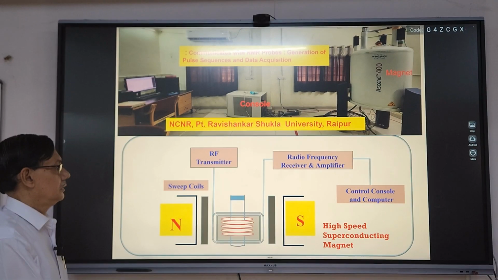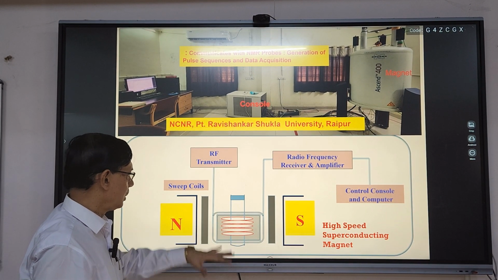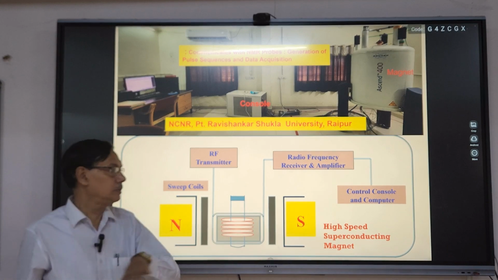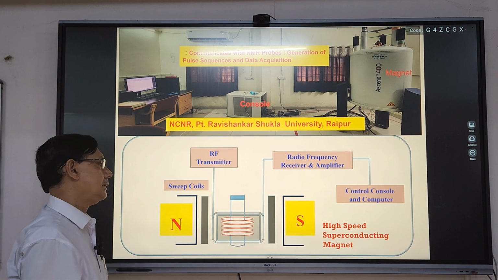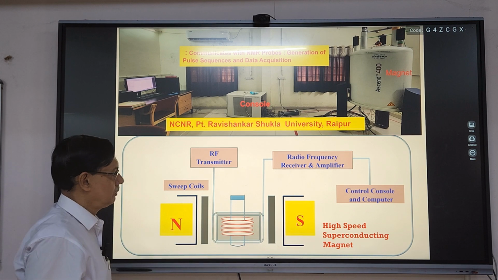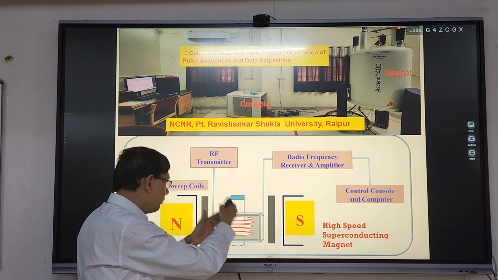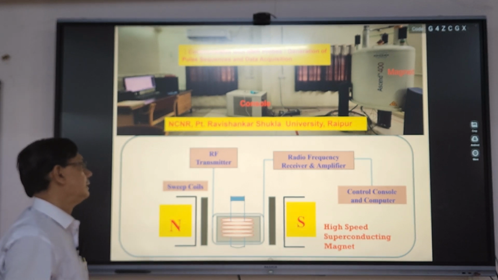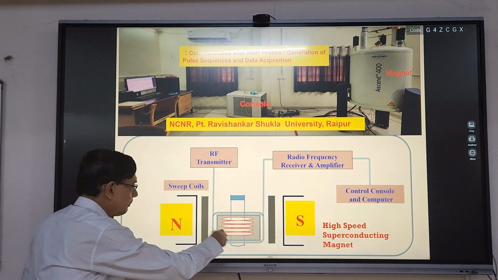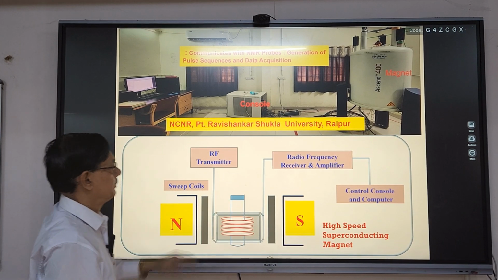computer. So now if I look at the block diagram, and this diagram is available in most undergraduate or postgraduate books, the schematic diagram of the NMR machine, naturally there must be a magnet, a high field superconducting magnet, and this is the NMR tube or the probe, and there are of course two parts. One is the radio frequency transmitter, another is the radio frequency receiver, and of course it is linked to the control console and computer.